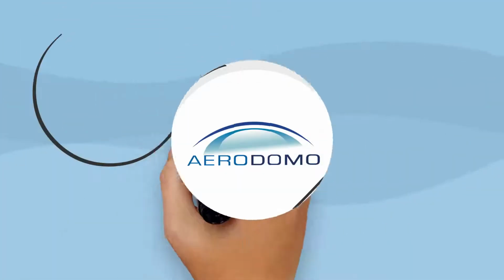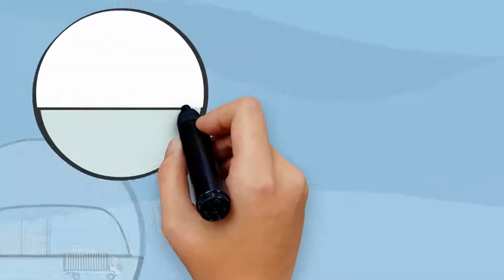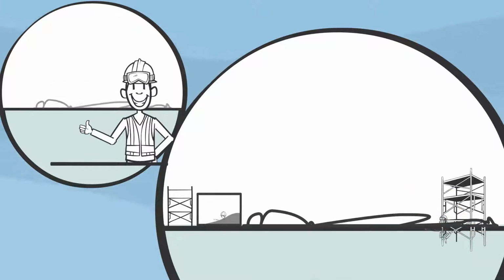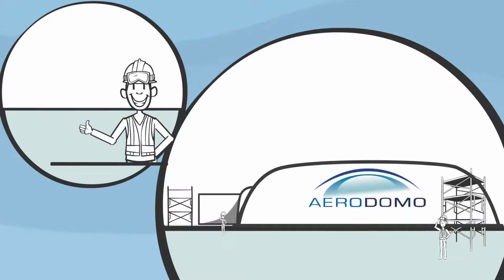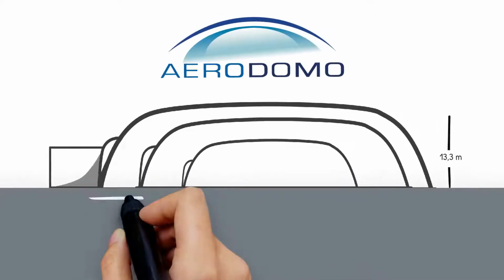Aerodomo, leaders in the design and manufacture of air-supported column-free structures characterized by a fast and cost-efficient installation and dismantling. Airlock domes are solutions suitable for multiple uses on flat surfaces. The domes are custom manufactured for your needs.